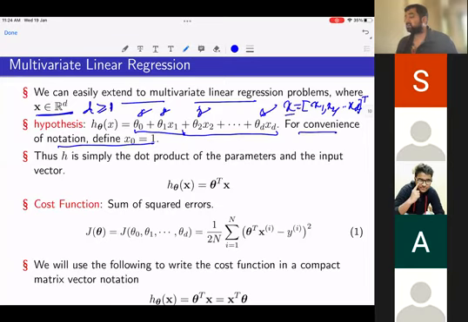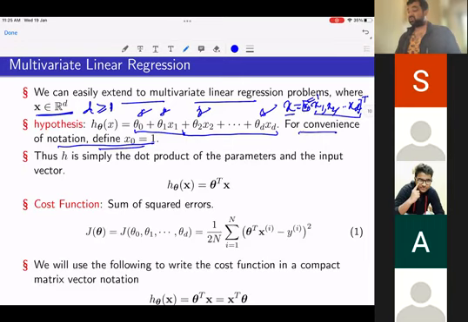So yeah, I think it will be clear from context. For convenience of notation, we are defining x0 as 1. So we are actually saying that our x is not just this d, but there is an x0 which is always 1. So it's a d plus 1 dimensional vector now, right?